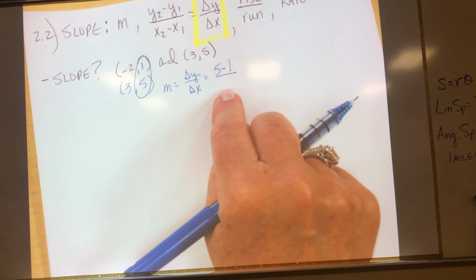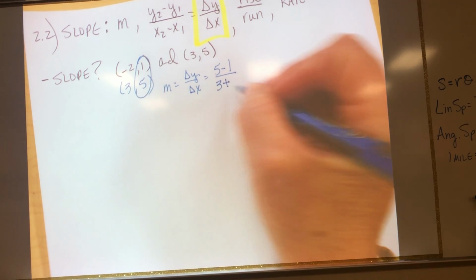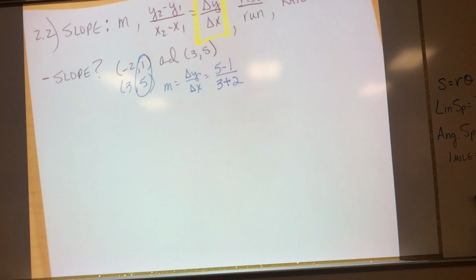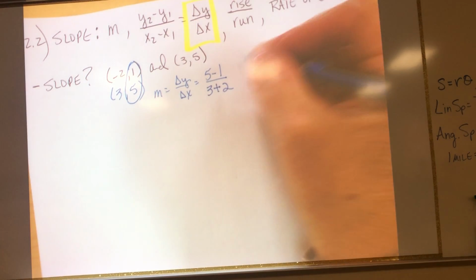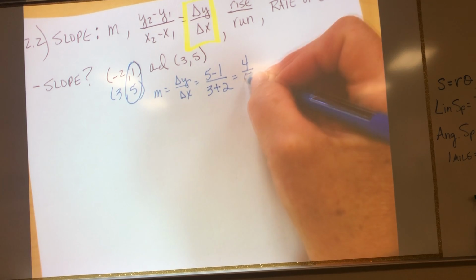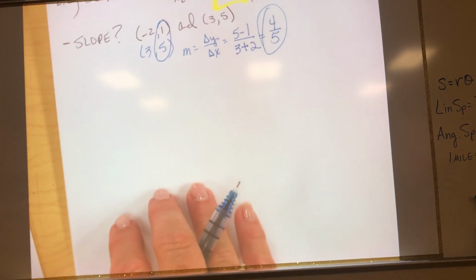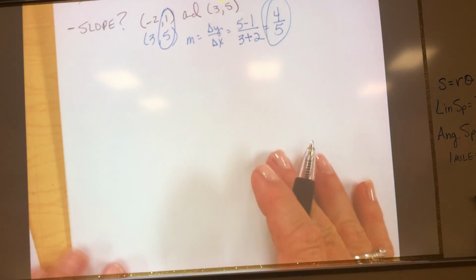Look up here and I'm going to show you how to do it. 3 minus a negative 2. Minus a negative makes a positive. What's 5 minus 1? That would be 4. What's 3 plus 2? 5. And there's my slope, 4/5. Now let's talk about the different kinds of slope.